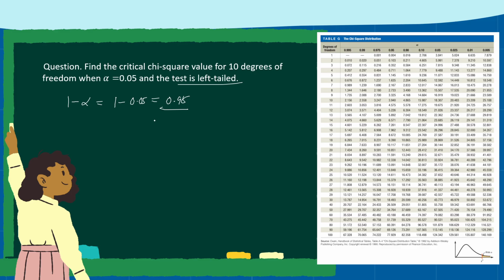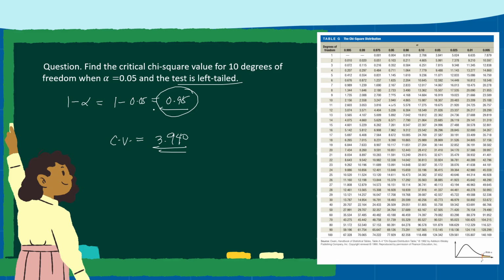So for the degrees of freedom of 10 and 0.95, that is our critical value for this chi-square, which is 3.940. This one is the critical value.